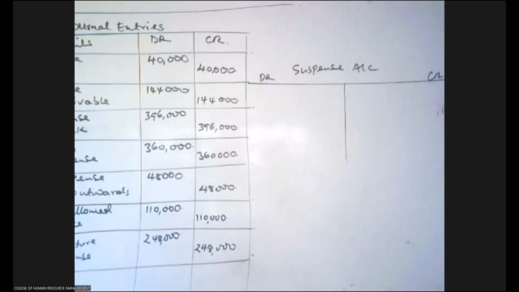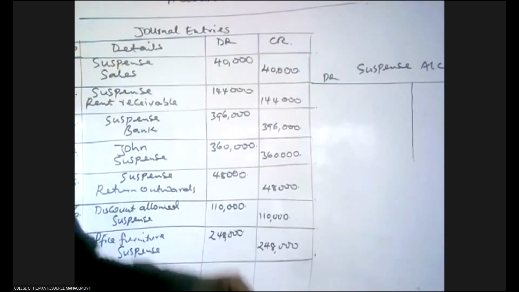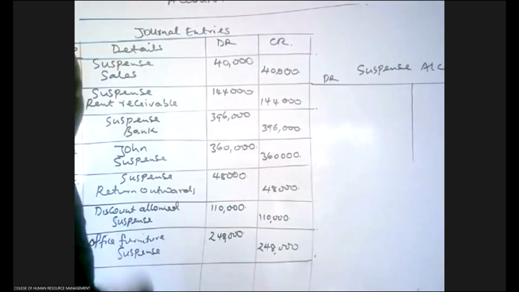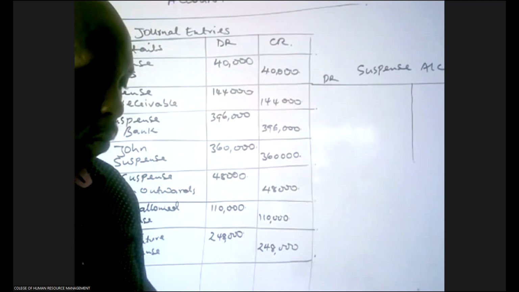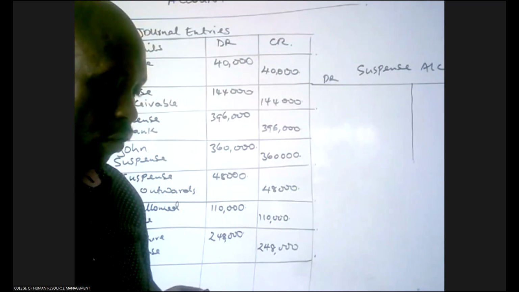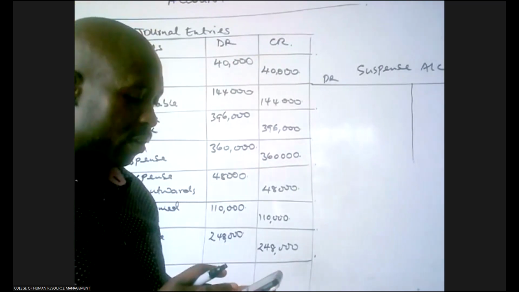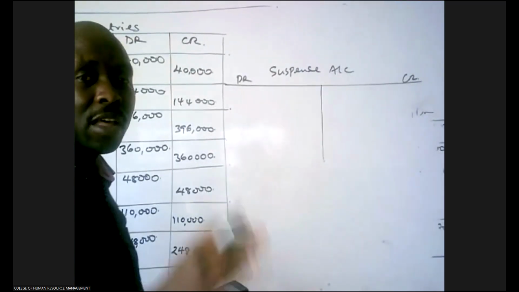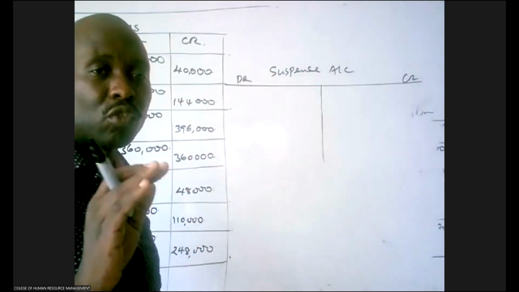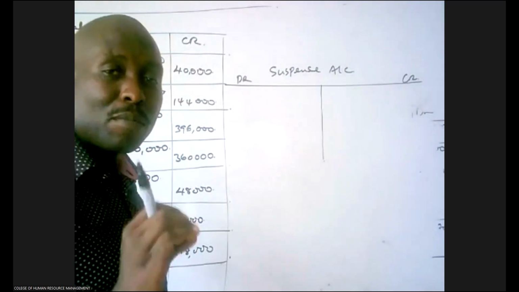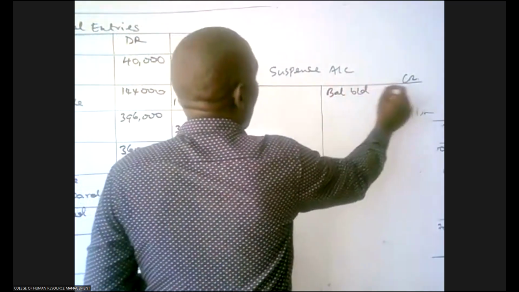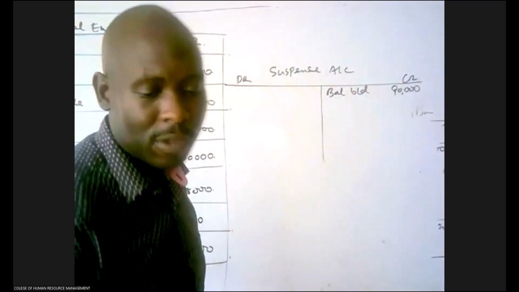Once you have the journal entries, the suspense account becomes very easy. But before we record them, let us consider the difference in the trial balance. We are told the trial balance of Stopper Traders did not balance on 31st December 2017. The debits exceeded the credits, so the credits had less. That figure should be on the side that had less. So you put balance brought down 90,000 on the credit side.